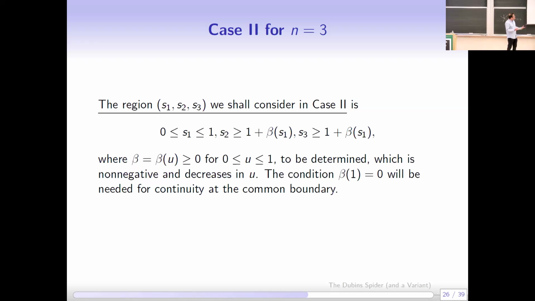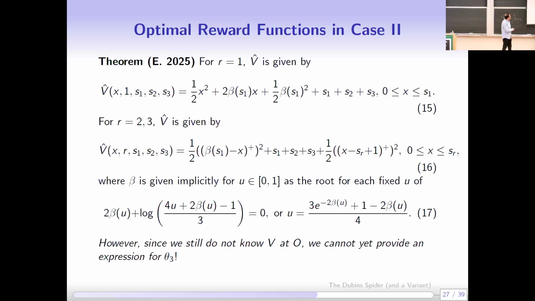In this case, you're looking for a possible extension where you have S2 and S3 are much greater than 1. So it might be optimal to stop even if S1 is between 0 and 1. It might be, heuristically. It might not be. We don't know that. But that's a heuristic. And for r equals 1, in this case, you can write the value function. For r equals 2 and 3, you can also write the value function. And you can actually give the beta, in order for the value function to be satisfied, implicitly as the root here.